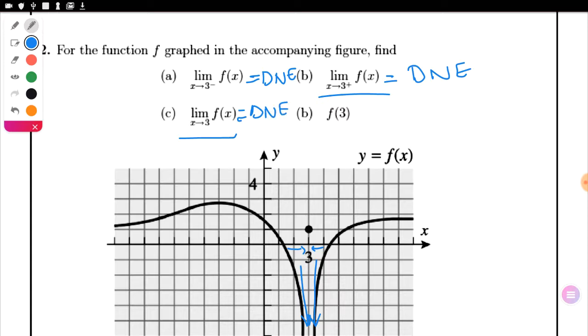F of 3, I told you I have to take the value of y at the bold circle, or bold point, not the hole or continuous line. In this case, we have a bold point, which is at 1. So the actual or exact value is 1. I think it's so easy, okay?